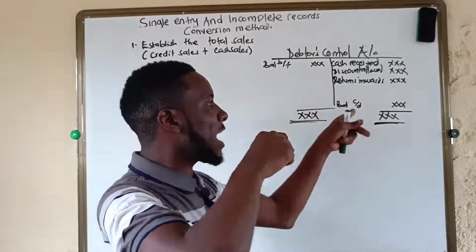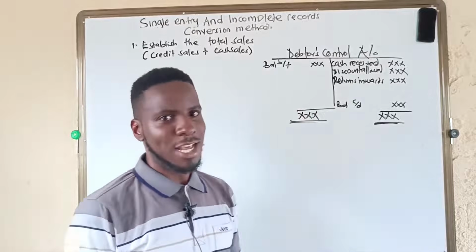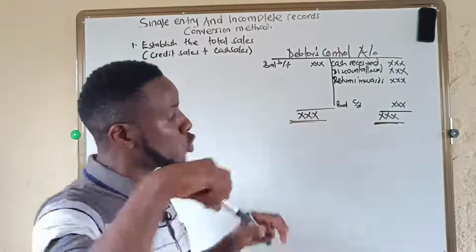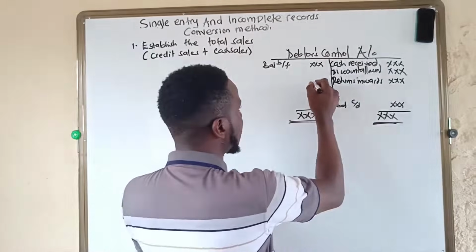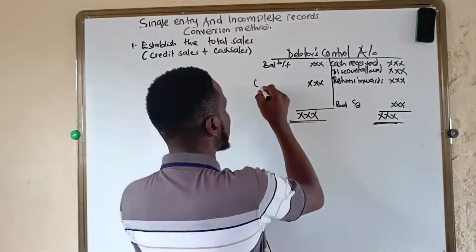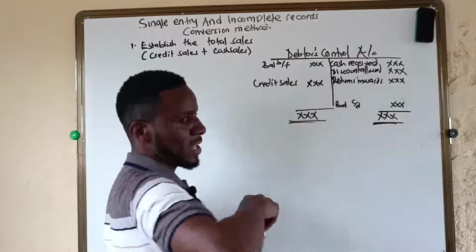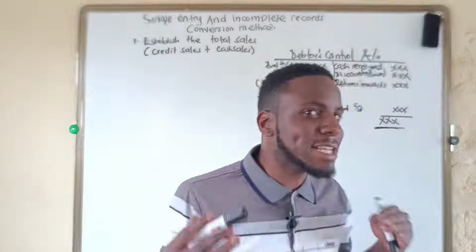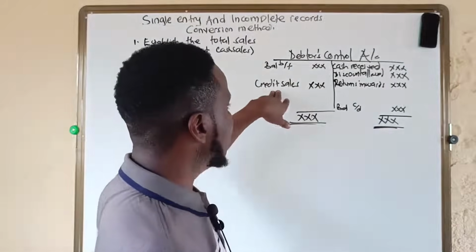Now, you cannot have another balance carried down. No, you cannot have it, because we already have a balance carried down. So what we are going to do, the other figure, the balancing figure, we shall put it here and we shall call it credit sales. By doing this, we have actually established the credit sales.